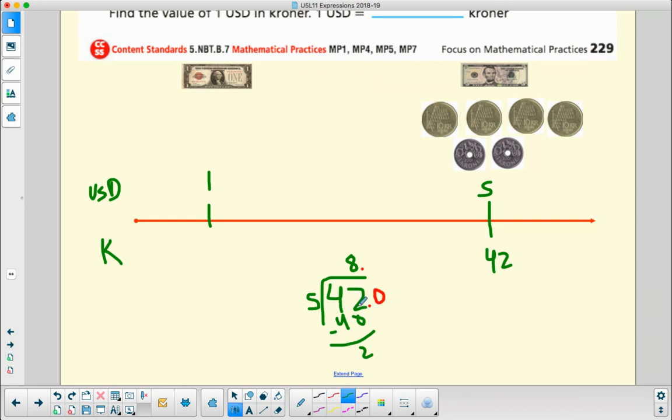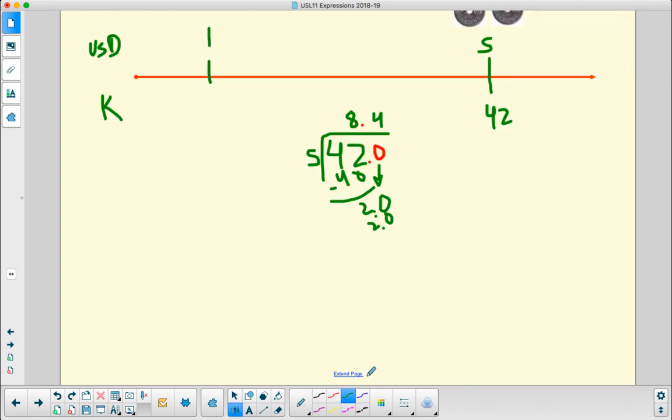Now, it's still 42 kronen. I can bring down that 1/10. And now I have 20 tenths divided by 5 would take 4 tenths. 4 tenths multiplied by 5 is 20 tenths, or 2. Oops. And I have 0 left over. Hope that didn't freak you out.